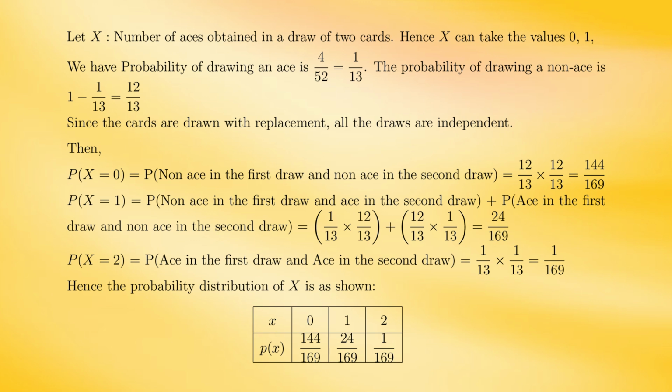Probability of x equal to 2 is equal to probability of getting an ace in the first draw and an ace in the second draw, which is equal to 1 by 13 into 1 by 13, which is equal to 1 by 169. Hence, the probability distribution of x is as shown.